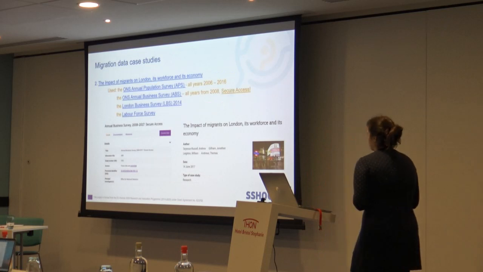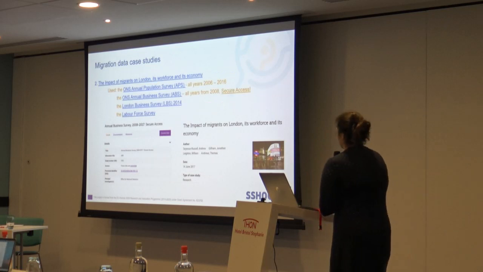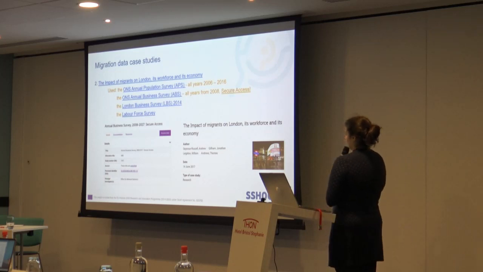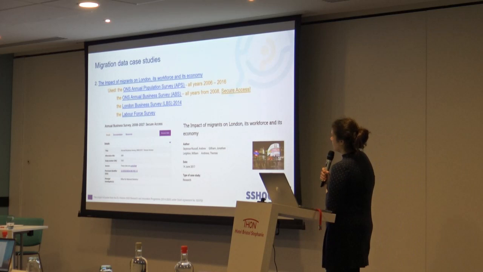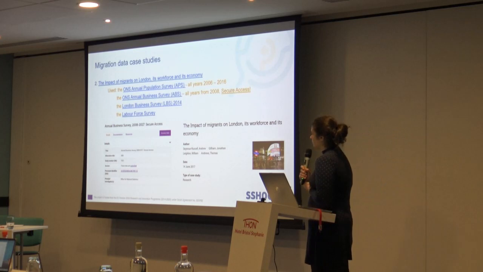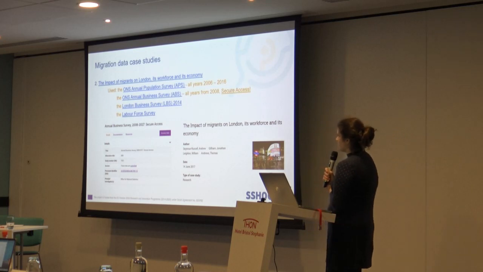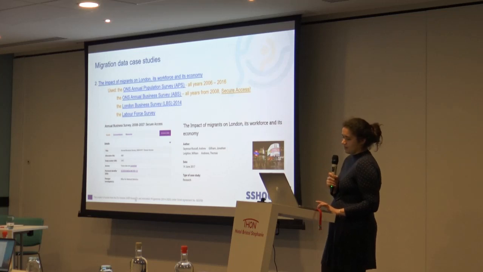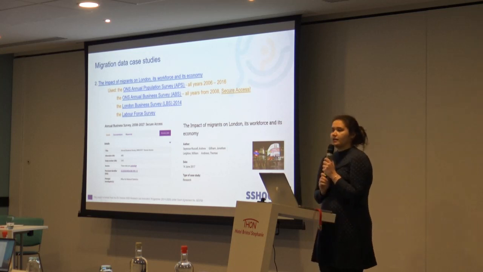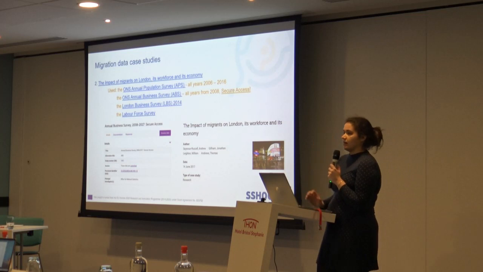Another case study, so we have the impact of migrants in London, its workforce and its economy, and this one used quite a few secondary data sets, so it used the ONS annual population survey, the annual business survey, the London business survey, and the labor force study. And again, some of the data is controlled, meaning as opposed to safeguarded, that it's more sensitive, and so it needs a higher level of access.